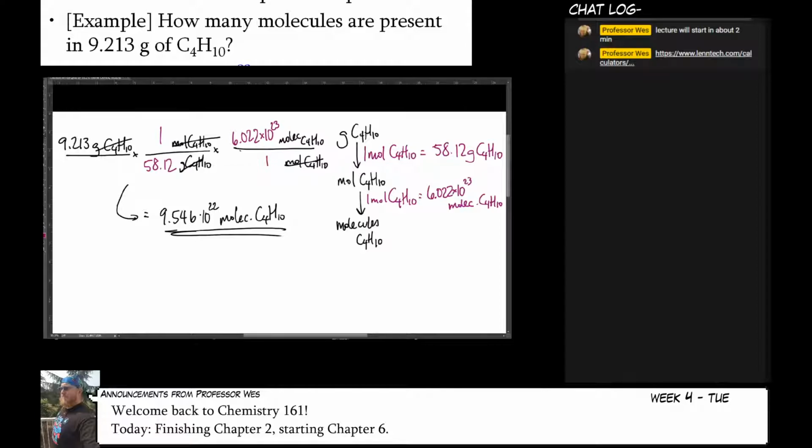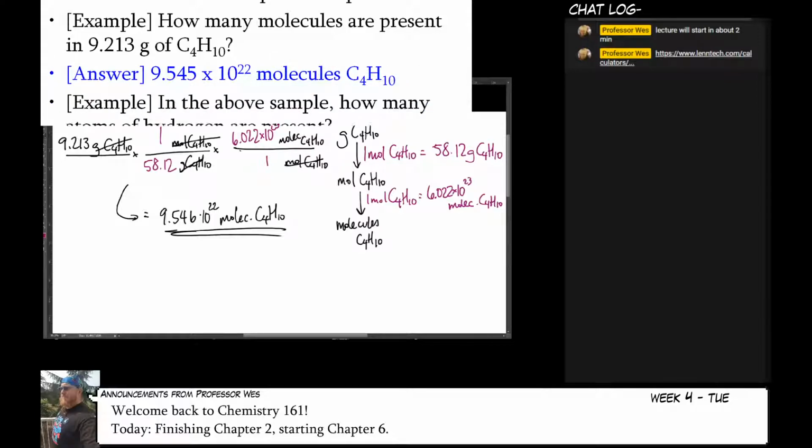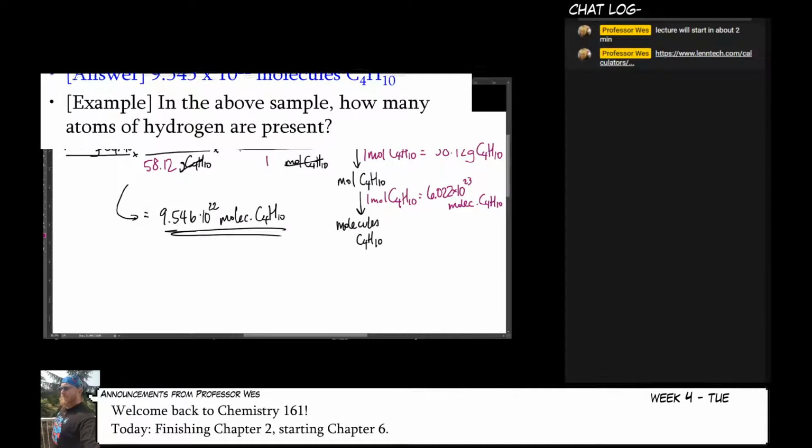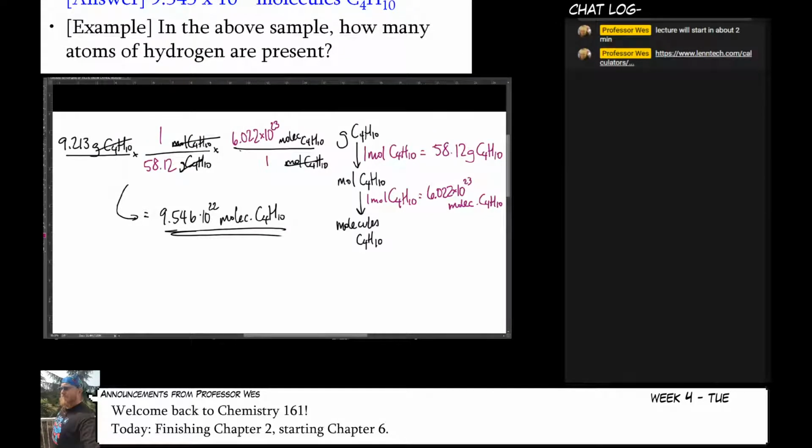There you go. Not terribly difficult to do. Now, later on in 162, we're going to show a different way to do this calculation. And by this calculation, I mean the next question that's popping up on the screen here.